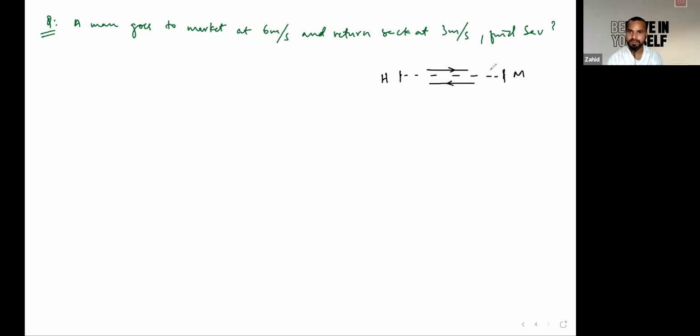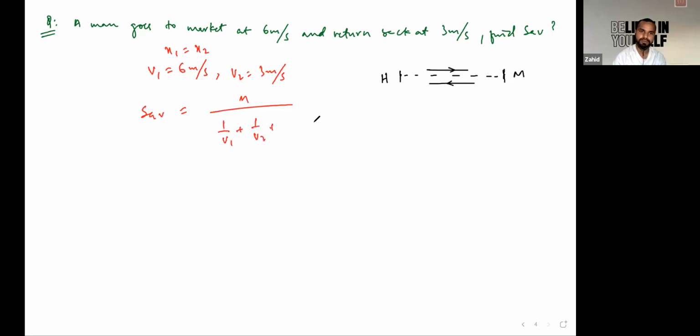So v1 is equal to 6 meters per second and v2 is equal to 3 meters per second, and in this part x1 is equal to x2. So just use the formula n divided by 1 over v1, 1 over v2, and so on to 1 over vn. In this part, we have just two intervals. So put n equal to 2, v1 equal to 6, and v2 equal to 3, and try to simplify it.